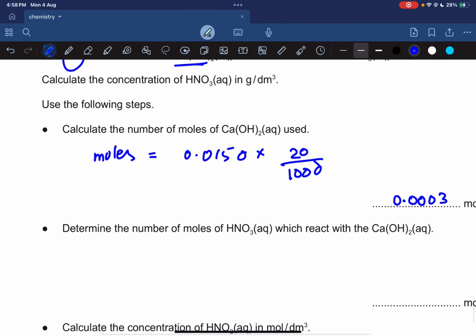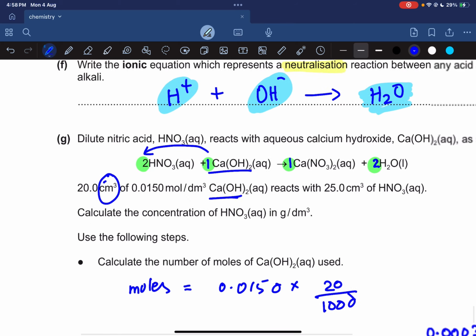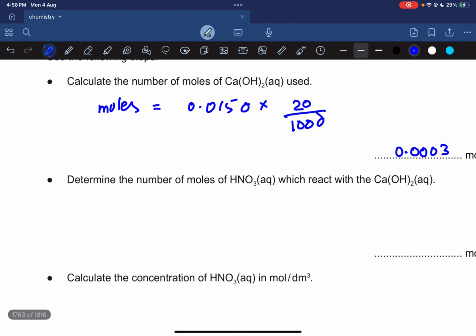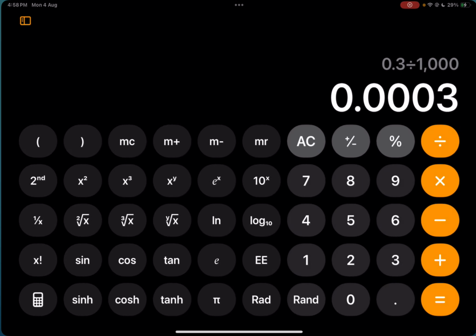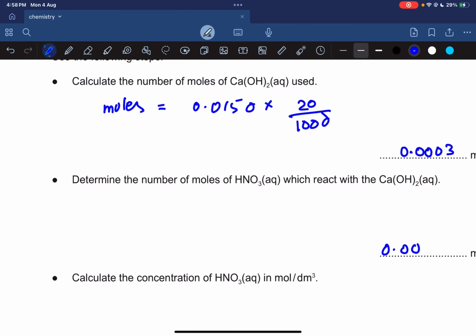Determine the moles of HNO3. HNO3 moles are basically double that of calcium hydroxide. You can see it yourself. So the ratio is that HNO3 is double. So these moles multiplied by 2 are going to give me my HNO3 moles, which is 0.0006.